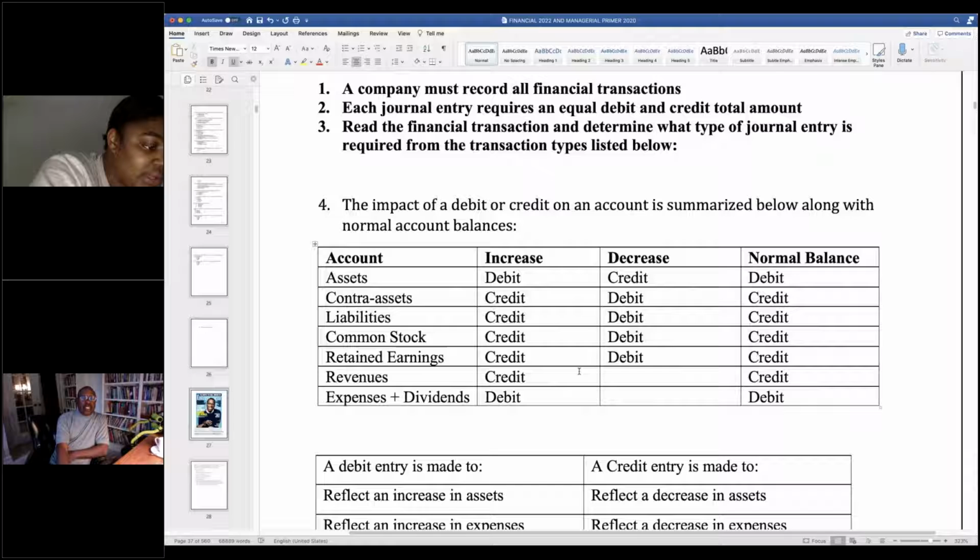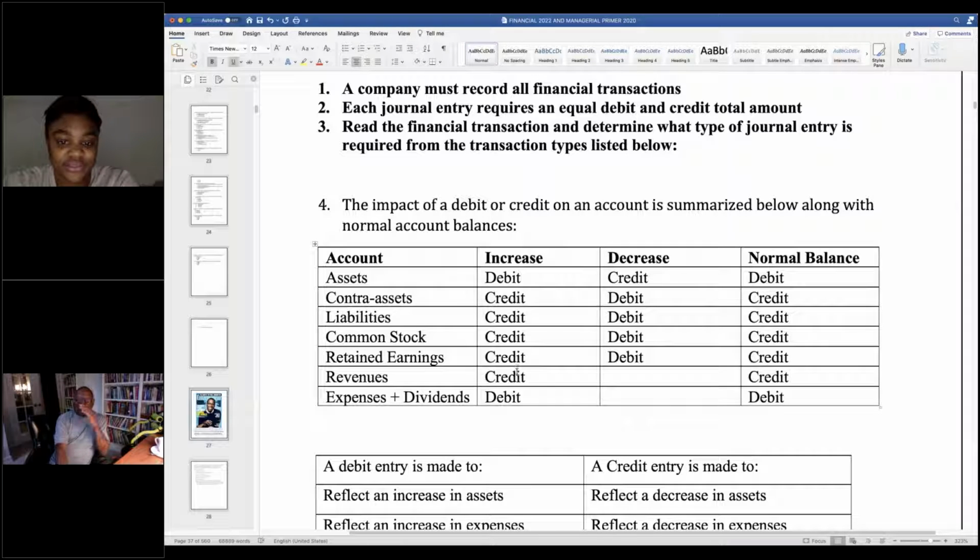Another key thing is with assets, they can have debits increasing, credits decreasing, but their normal balance is supposed to be a debit. Contra assets, like accumulated depreciation, credits increase them, debits decrease, and their normal balance is a credit. Liabilities, credits increase, normal balance is a credit. Common stock, credit increase, debits decrease, normal balance is a credit.